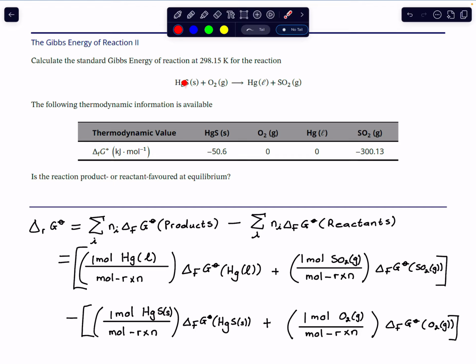So there's 1 mole of mercury sulfide that reacts per mole reaction multiplied by the Gibbs energy of formation of mercury sulfide, and then 1 mole of oxygen gas per reaction that reacts multiplied by the Gibbs energy of formation of oxygen gas. All right, so where do we get these values, these Gibbs energy of formation? Well, they're given in the table.